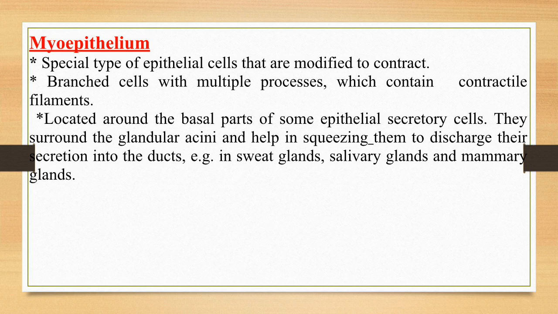Myoepithelium is a special type of epithelial cells that are modified to contract. They are branched cells with multiple processes which contain contractile filaments, located around the basal part of some epithelial secretory cells. They surround the glandular acini and help in squeezing them to discharge their secretion into the ducts, in sweat glands, salivary glands, and mammary glands.